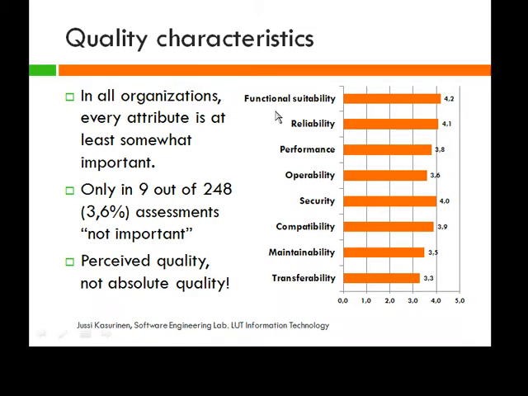Functional suitability, reliability and security are the most common characteristics where the organizations consider that they have very good quality. In some areas, transferability and maintainability are less well considered, but they are also important to organizations, and organizations consider them to be quality characteristics which are important to them, but also something that they are doing well.